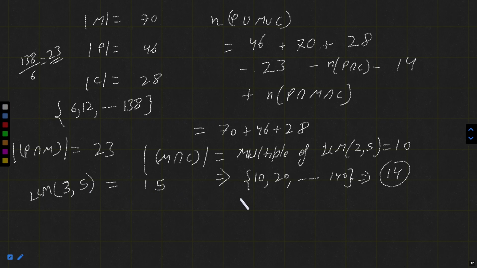15. Okay, so 15, 30, 45, 90, 105, 120, 135, and the last number is 140. Simple. Is the last number 140? Yes, 140. Okay, now let's see.